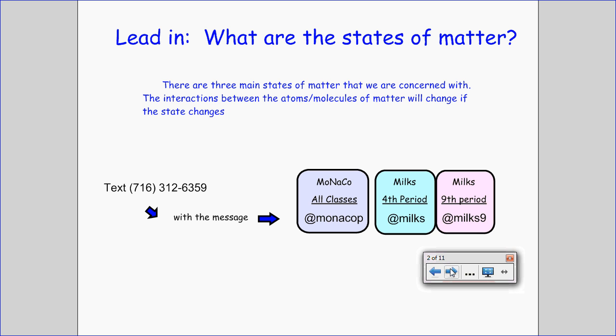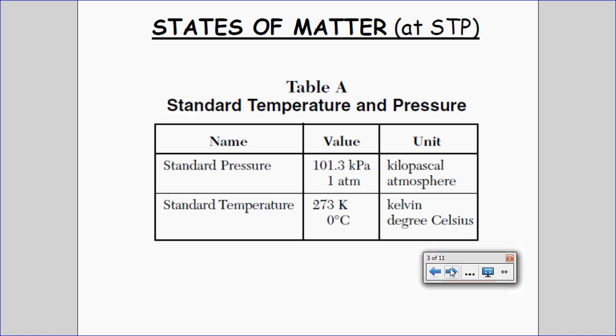So these are a little bit different than what you know about in 7th grade. First of all, we always refer to them at STP, standard temperature and pressure. In your reference tables, it's the first one that there is. We're talking about 1 atmosphere of pressure, 0 degrees Celsius. 101.3 kPa is the same as 1 atmosphere, and 273 Kelvin is the same as 0 degrees. So when we're talking about STP, we're talking about 1 atmosphere of pressure and 0 degrees Celsius.